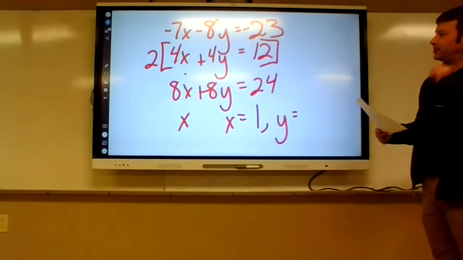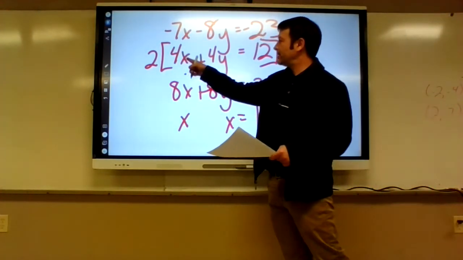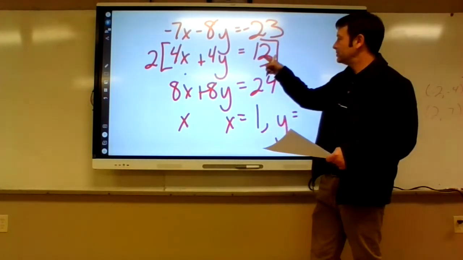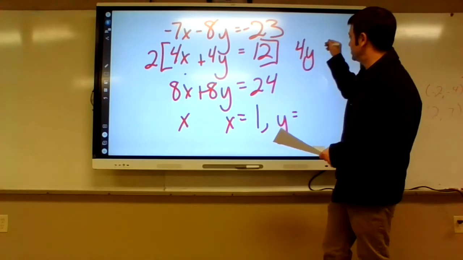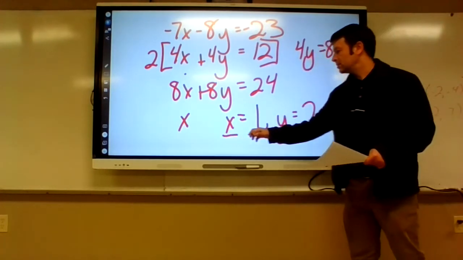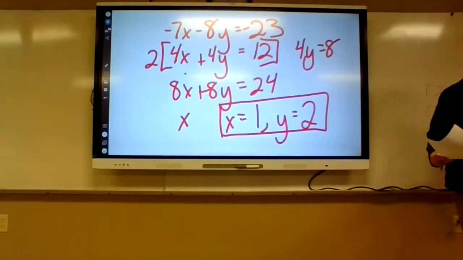It's 2. Where should we put it back in? Let's put it right here. 4 times 1 is 4. If I subtract the 4, I get 8. 4y equals 8. So y is 2.